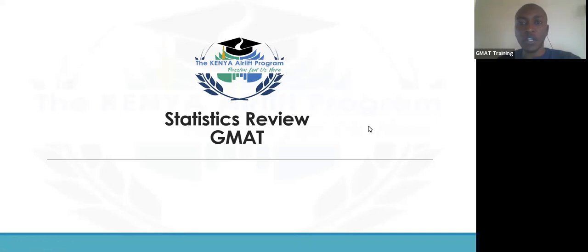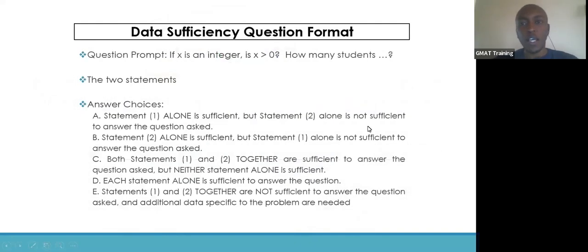The first thing I'd like to talk about is the question format for the data sufficiency questions before we do any practice. Most of you have been asking what the answer choices are. So here are the answer choices. Every data sufficiency question has the same answer choices. But before we look into them, let's look at the question format.